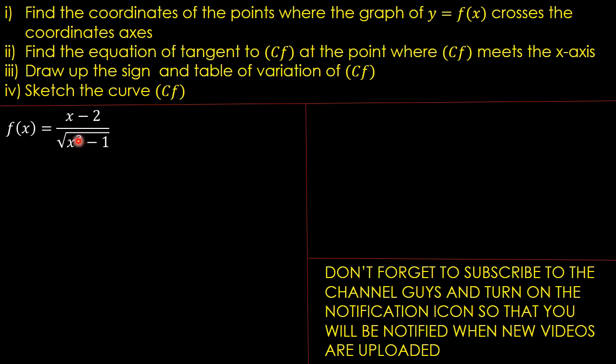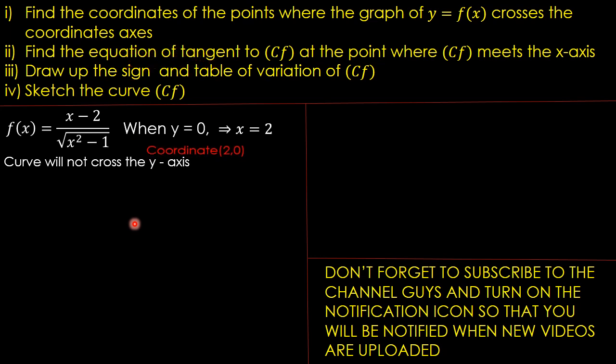So now, guys, we are going to let y equal to 0. Why y equal to 0? Because the graph is going to cross the x-axis when y is 0. When y is 0, f of x is 0, because f of x, like I said, we know it to be y. We are simply going to have the top being equal to 0, so we solve for that and have x to be 2. So the coordinates of the point are 2, 0, and the curve will not cross the y-axis.